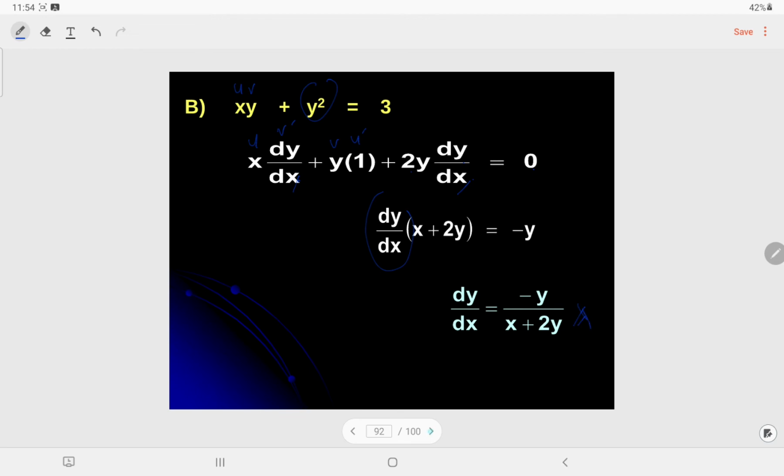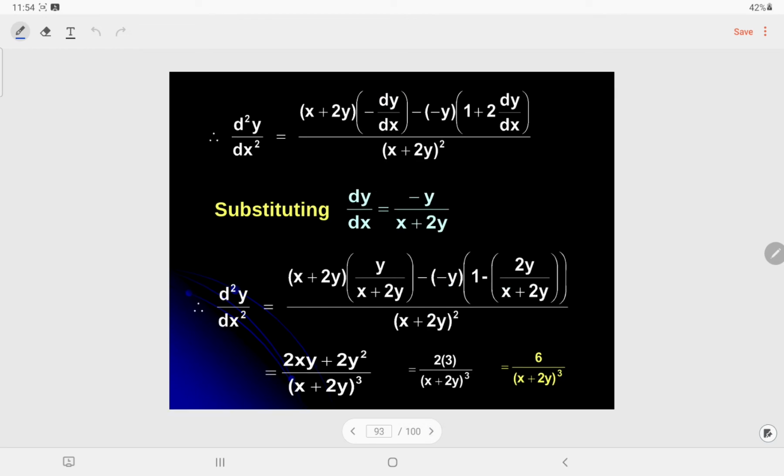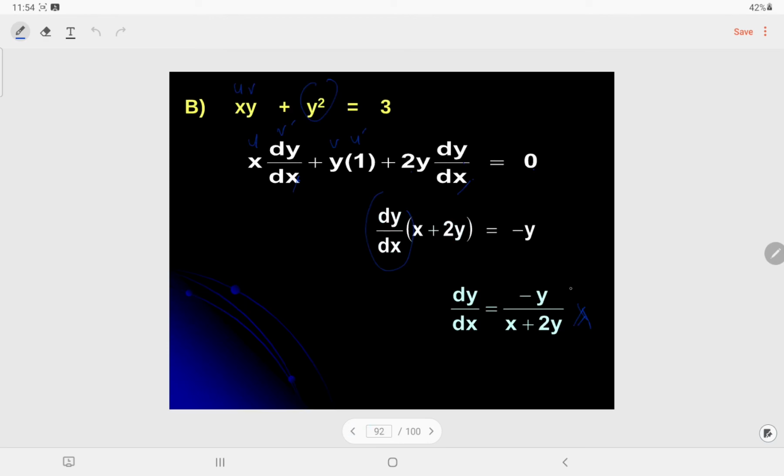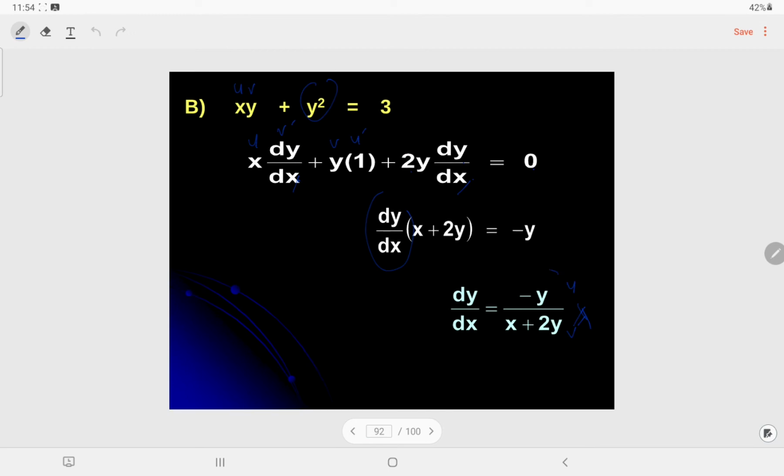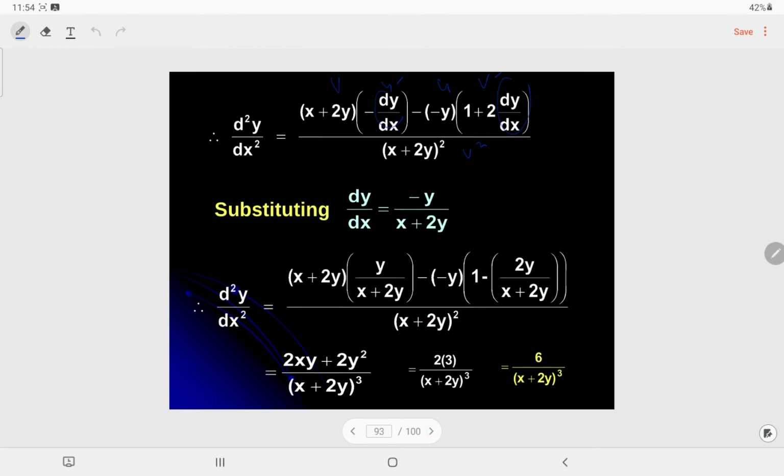But we need to find the second order derivative by using the quotient rule. This is u, this is v: v u prime minus u v prime over v squared. Okay, since we have dy over dx from just now, we need to substitute.